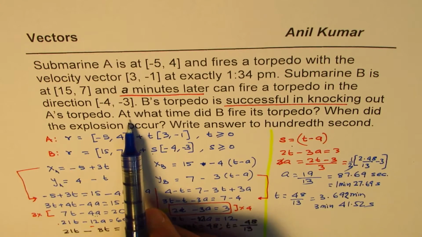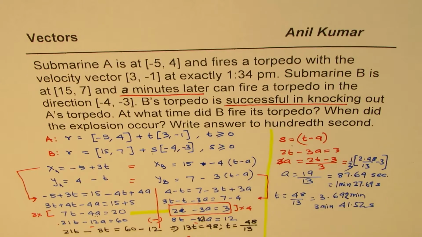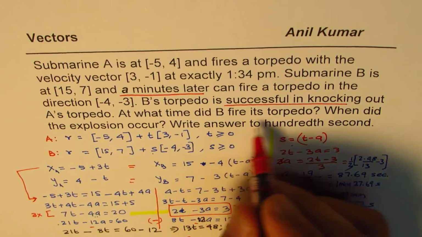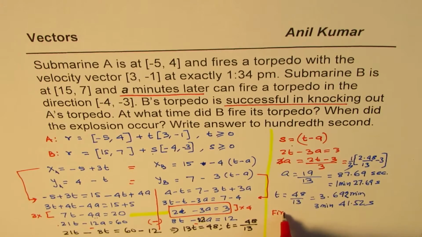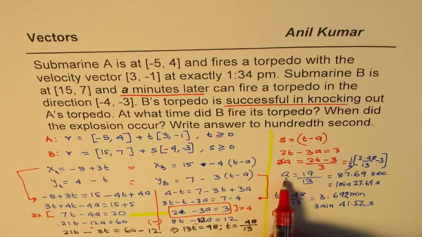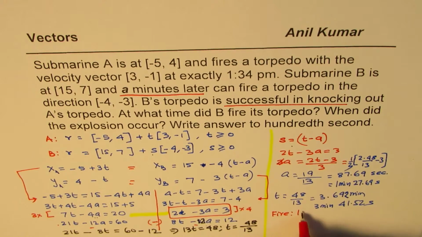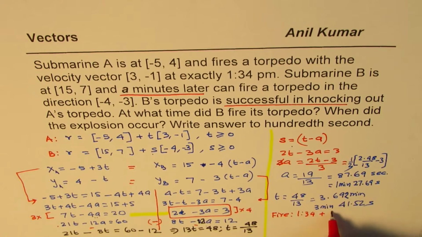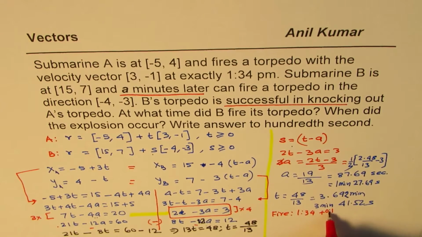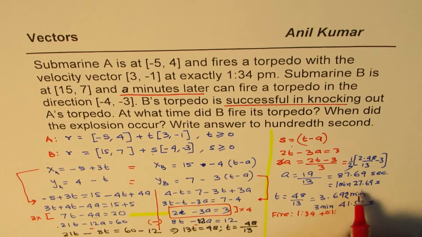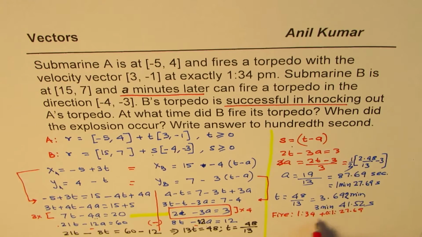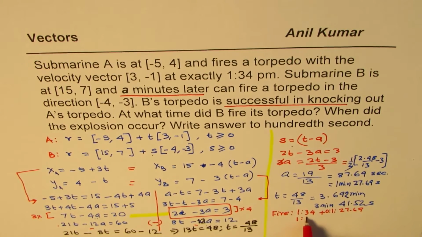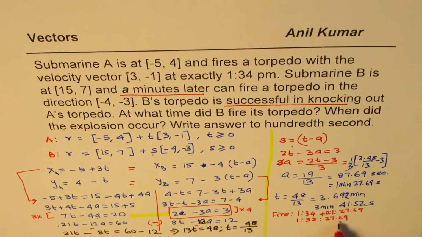So the question is, at what time did B fire the torpedo, right? So first is firing the torpedo, right? So fire happens after A minutes, right? We started at 134, so it is 134 plus how many minutes? 1 minute. Let me write 0, 1, and 27.69 hundredth of second, right? That gives us the time as 1:35 27.69. So this is the time when it was fired.